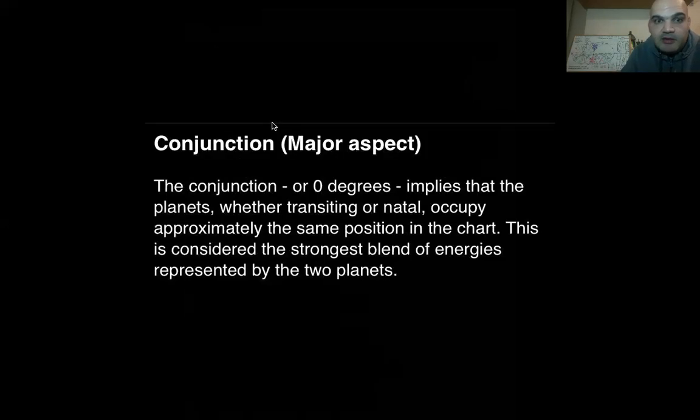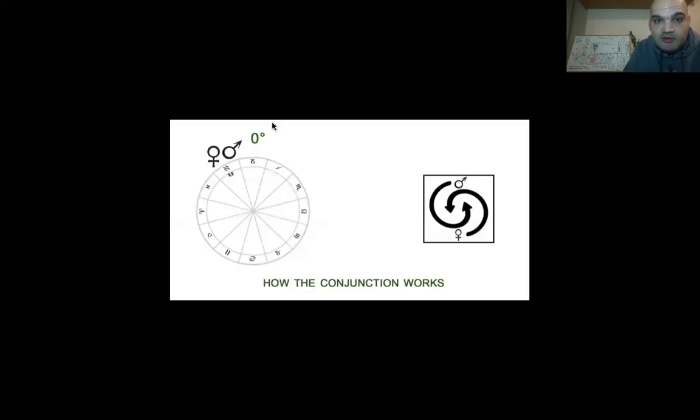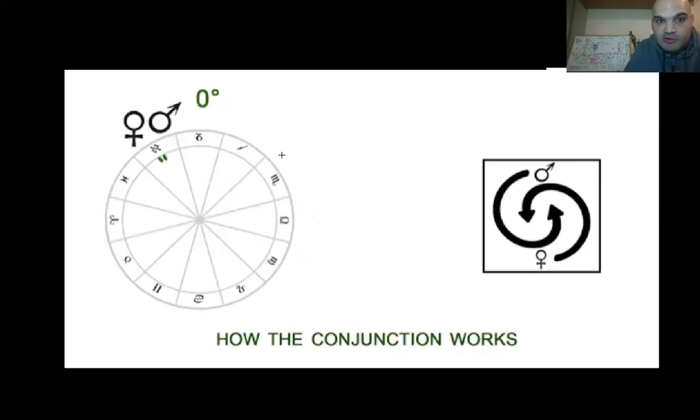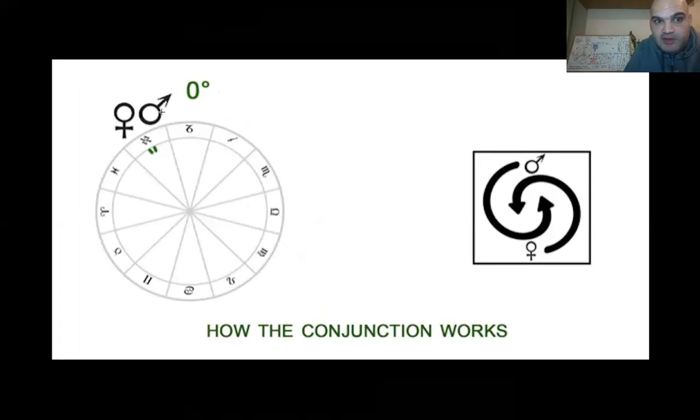Yeah, we read that. So a conjunction, or 0 degrees, implies that planets, whether transiting or natal, occupy approximately the same position in the chart. This is considered to be the strongest blend of energies represented by 2 planets. A conjunction would be, for example, if this is Mars and Venus, and they're in the same degree of a sign. So what this does is create a unique blend because they're in the exact same position. So this is what a conjunction is.